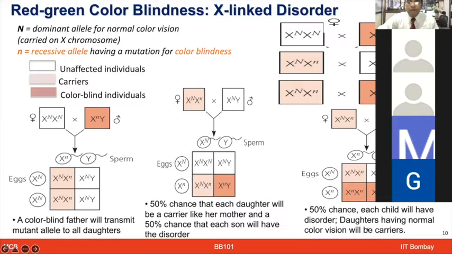The daughters having normal color vision will also be carriers in that context, and the male will be totally normal. So there is a lot of information you can obtain here.